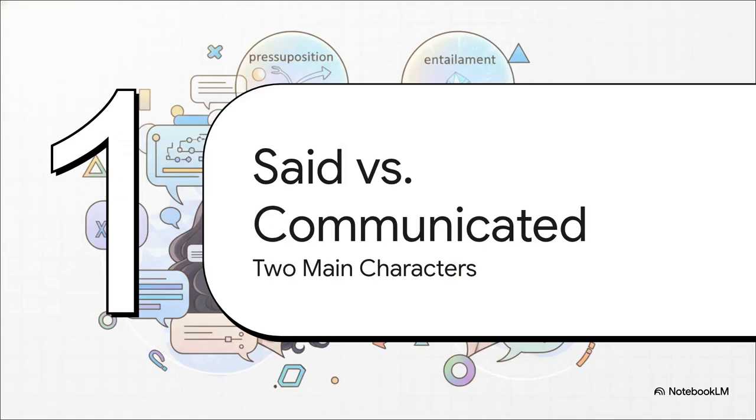To get a handle on this world of invisible meaning, we need to meet our two main characters. They're the technical terms for two different kinds of unstated information: presupposition and entailment. Let's break down what each of these really means.